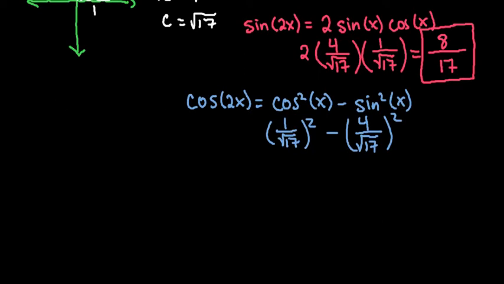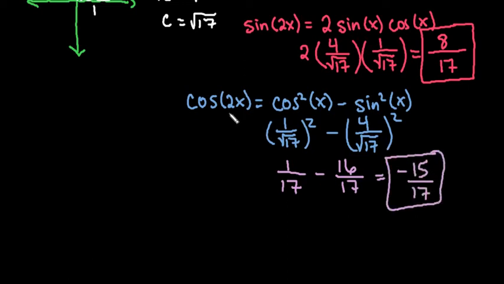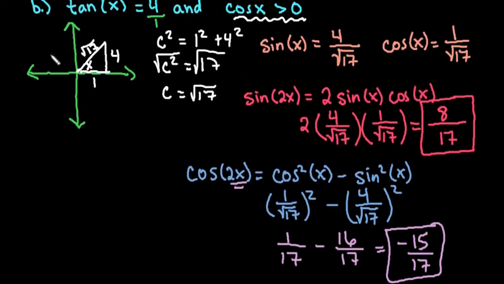So when we simplify this, 1 over square root of 17 squared would just give us 1 over 17. 4 squared gives us 16, and then the square root of 17 squared again just gives us 17. So if we simplify this, we do end up with negative 15 over 17. And again, our double angle is going to be in quadrant 2 because of the fact that we have a negative cosine and a positive sine.